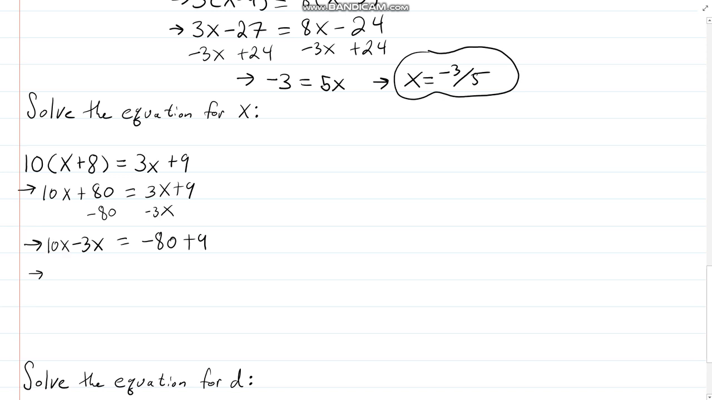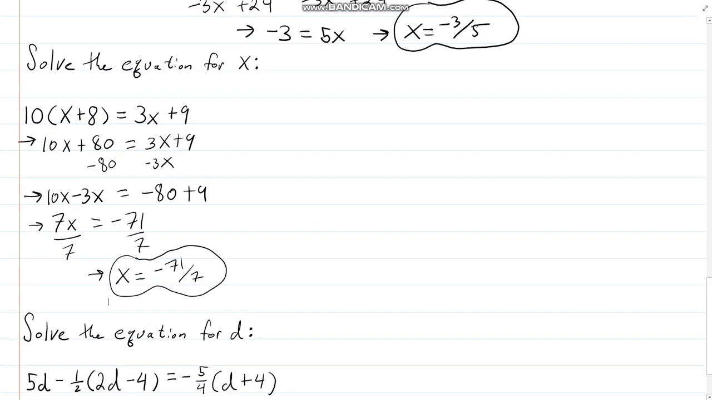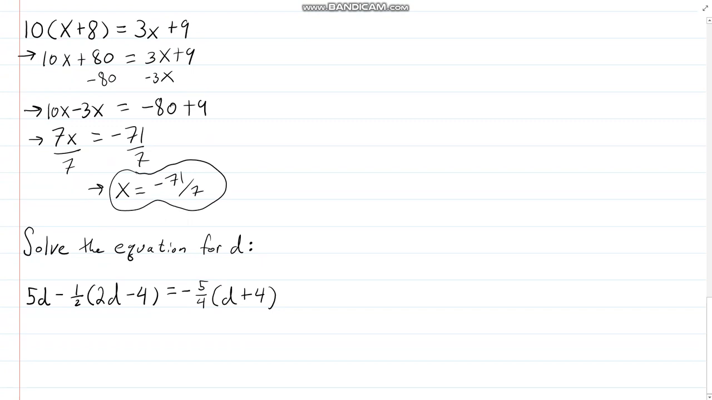10 minus 3 is 7. And then we have negative 80 plus 9. Well, that's going to be negative 71. Okay, so we need to divide both sides by 7. And so I'm finding that x equals negative 71 over 7. And that would be the final answer there. Okay, so it's just a single answer. Nothing spectacular for that one.